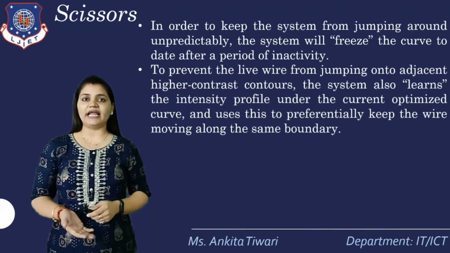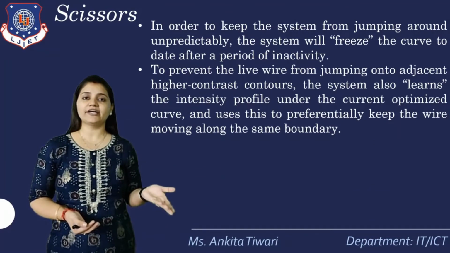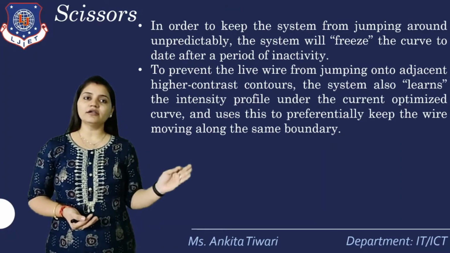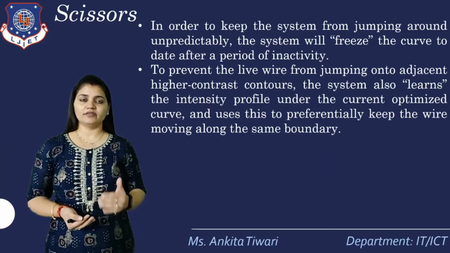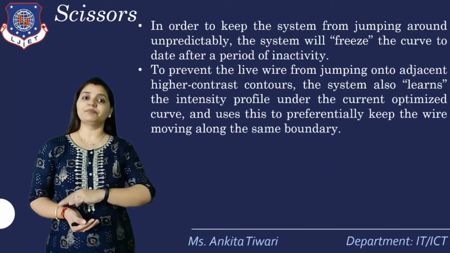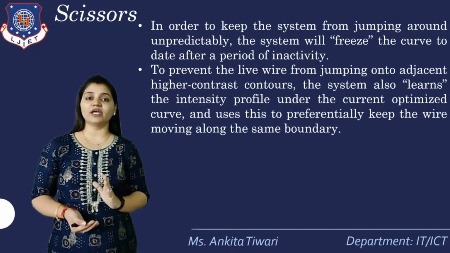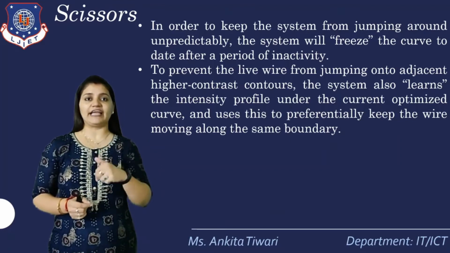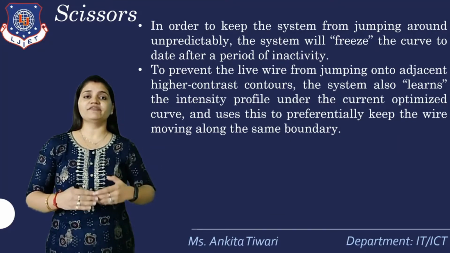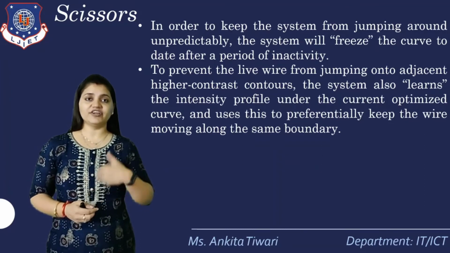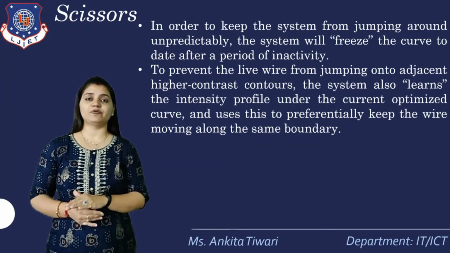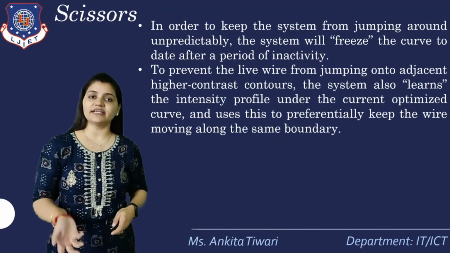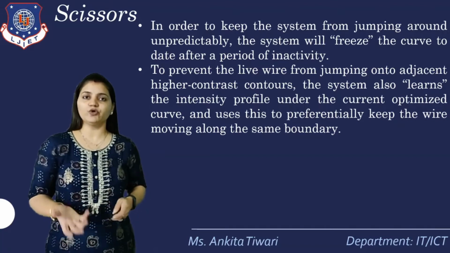To prevent the live wire from jumping onto adjacent higher contrast contours, the system also learns the intensity profile under the current optimized curve, and uses this to preferentially keep the wire moving along the same boundary that we are looking for. So the live wire should not jump from one position to high contrast contours. We have to maintain the intensity profile for the current optimized curve that we are working on.